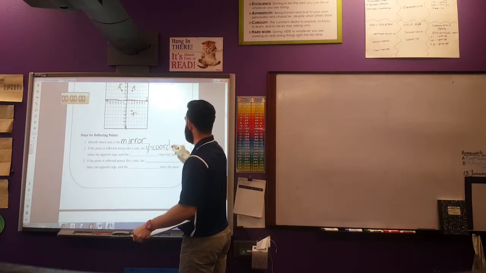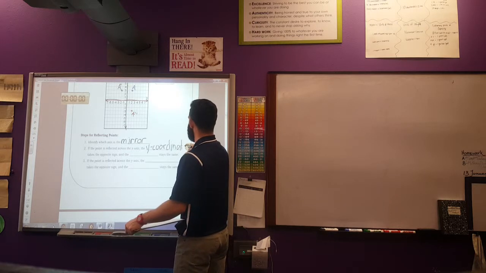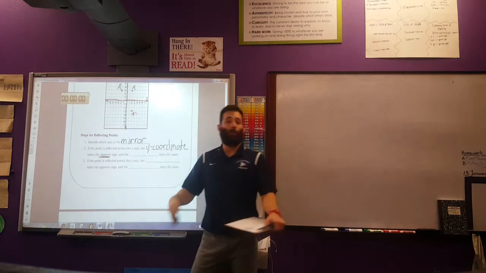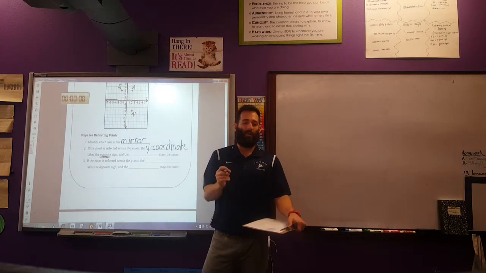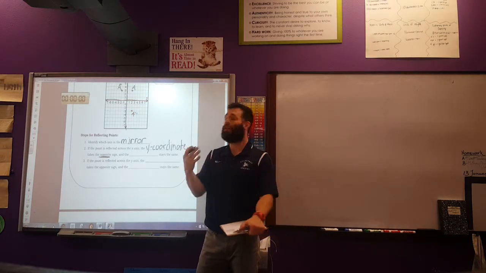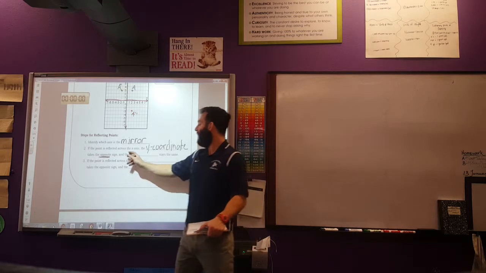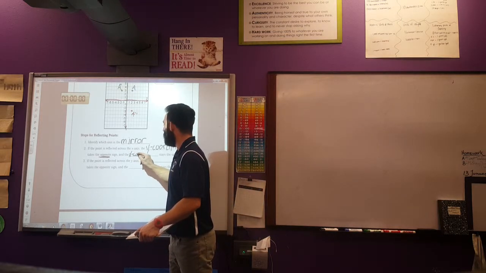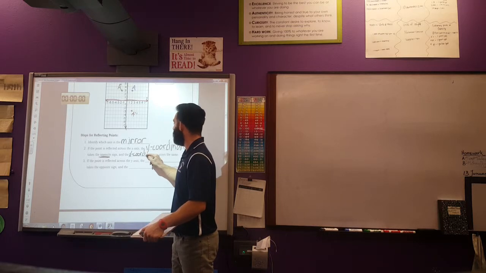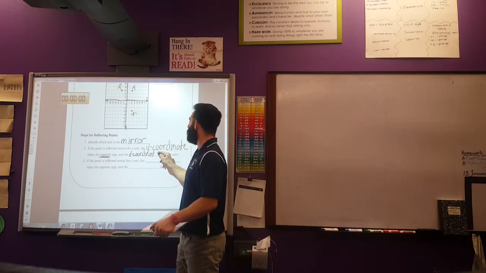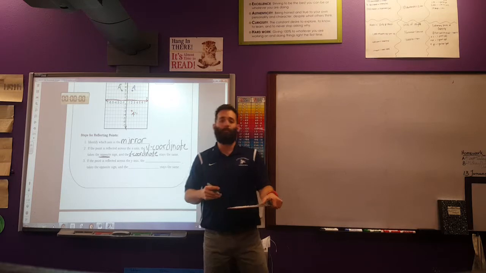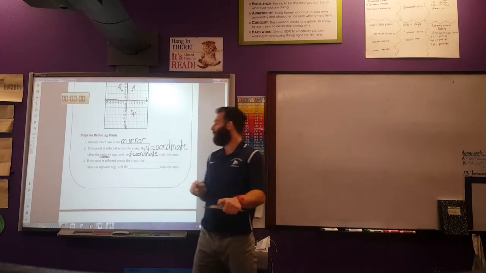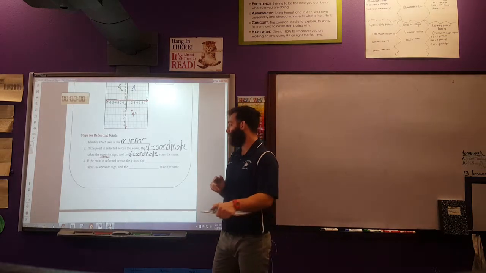y-coordinate takes the opposite sign. So if it were positive, it would change to a negative. If it were negative, it would change to a positive. And the x-coordinate would stay the same. Now it's just the opposite for if the point is reflected across the y-axis.